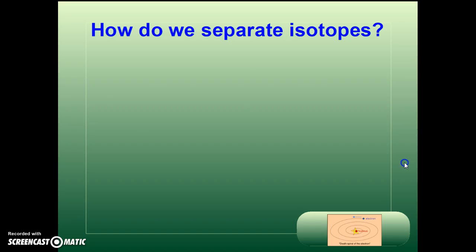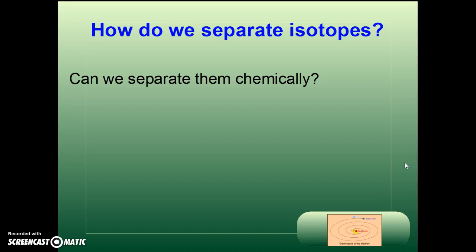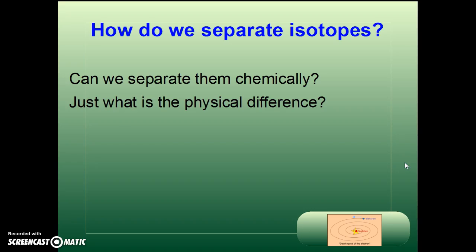How do we separate isotopes? Can we separate them chemically? Well, think about that. Their chemistry is the same. What is the physical difference? Well, now you know, it's their mass. So, if we put them in a centrifuge, we could separate them by mass. It would take a while, and we'd have to have several repetitions of the centrifugation.